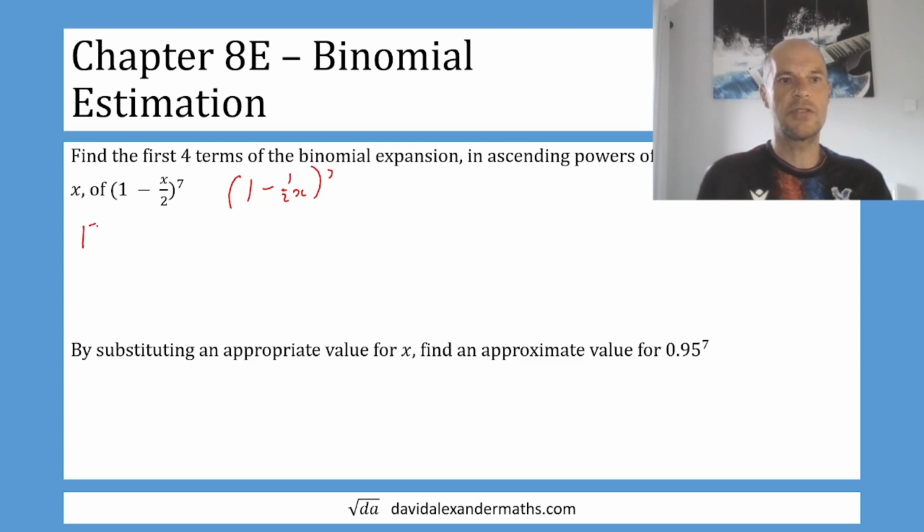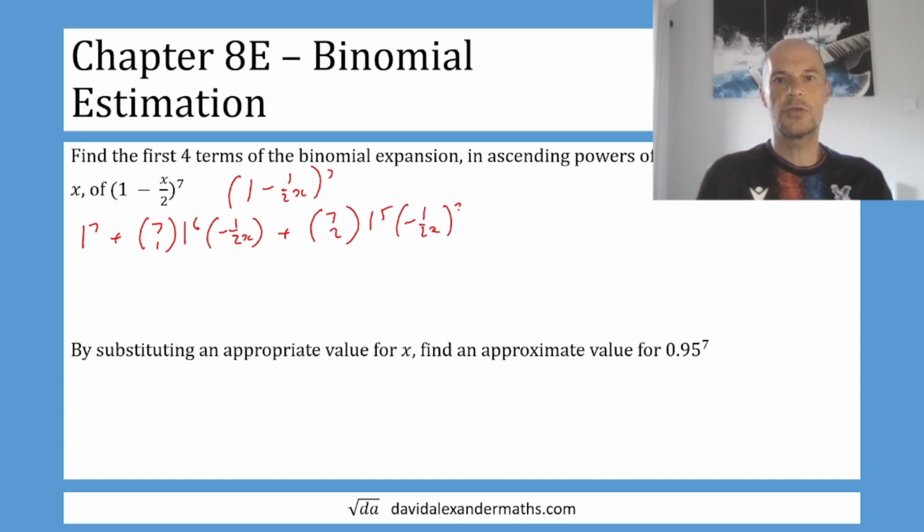That's going to be 1 to the power of 7 plus 7 choose 1 multiplied by 1 to the power of 6 multiplied by, remember this is 1 negative half x. The next term will be 7 choose 2, 1 to the power of 5, negative 1 half x all squared. And the fourth term, which is the final term that we're interested in here, is 7 choose 3, 1 to the power of 4, negative 1 half x all cubed.